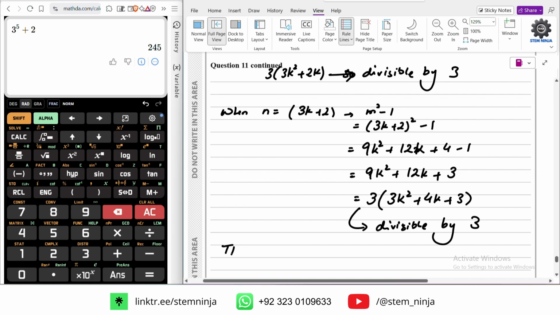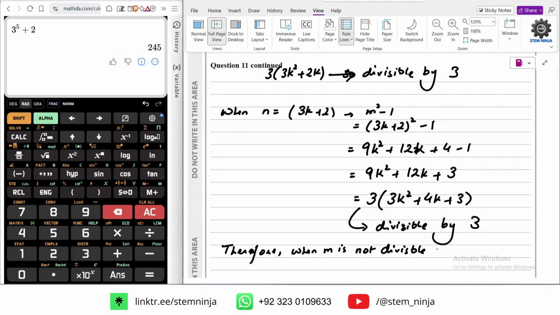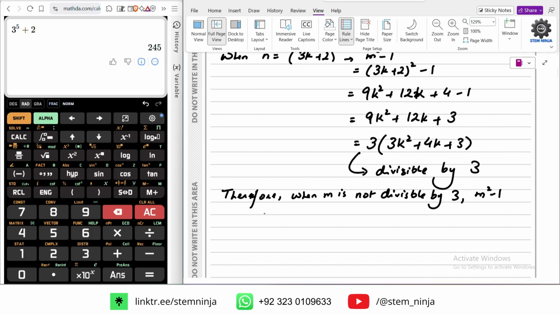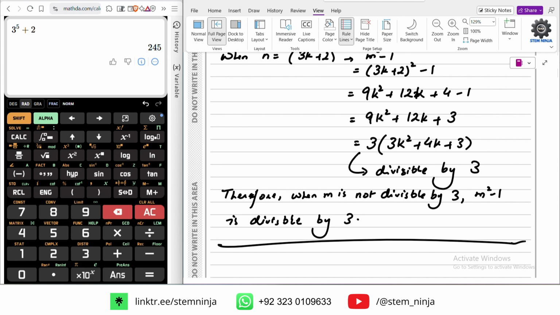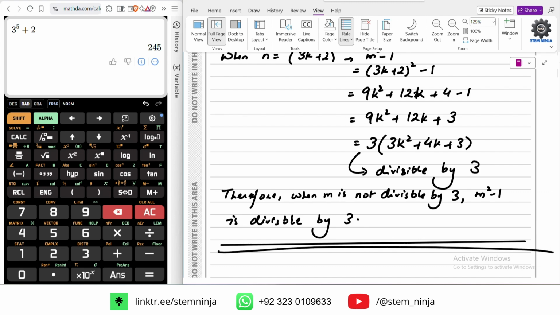So we need to write this. Therefore, when m is not divisible by 3, m squared minus 1 is divisible by 3. Right, and that is the end of this paper.